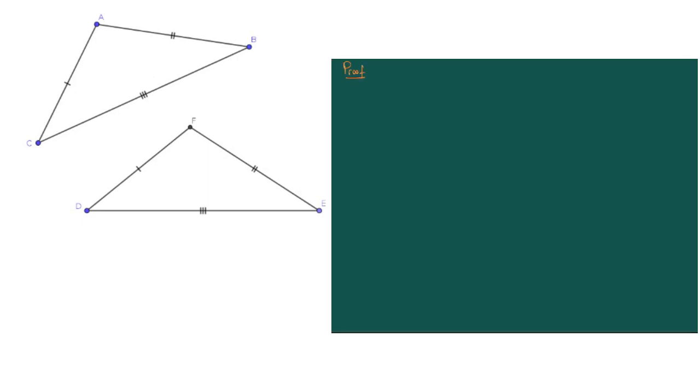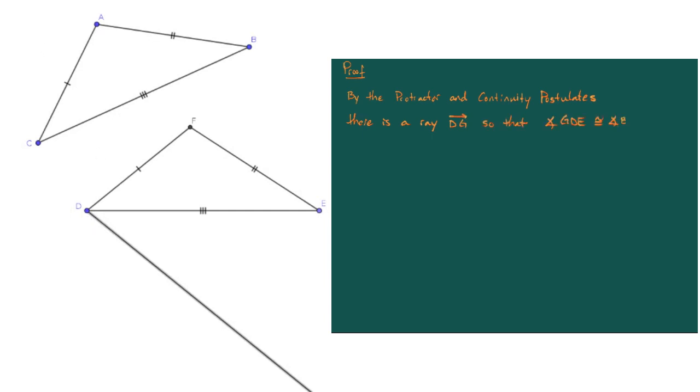So from the protractor postulate and the continuity postulate, we know that we can construct a ray emanating from D, and this ray is going to emanate from D so that the angle between B, C, and A is going to be congruent to the angle between D, G, and E. So we know that this angle is actually going to be congruent to this angle.